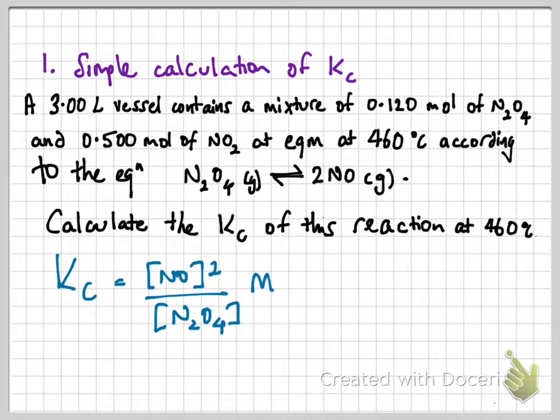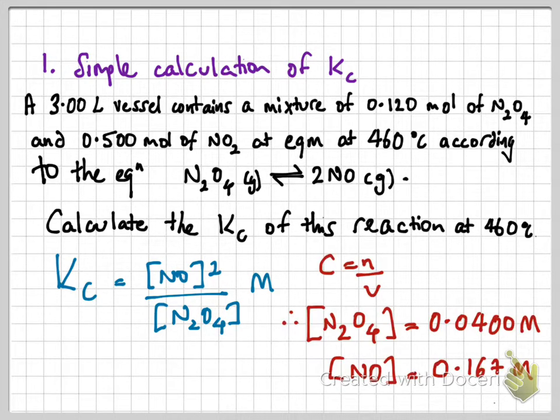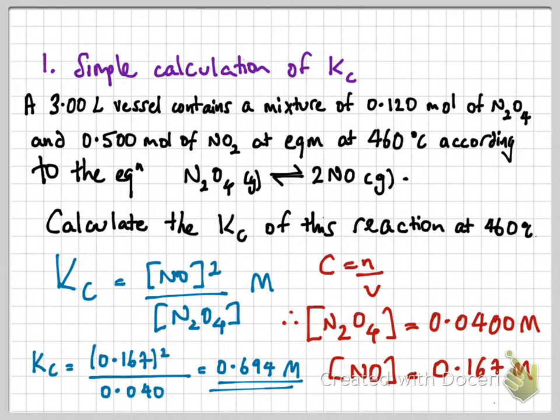The first step to do is to write down the Kc expression that we did yesterday. So in this case it's nitrogen oxide squared divided by the concentration of dinitrogen tetroxide. You then substitute in numbers, but remembering the numbers have to be molar concentration, so you'd have to divide those number of moles by 3, so you get those concentrations given. Substitute them into the calculation and you get 0.694 molar.